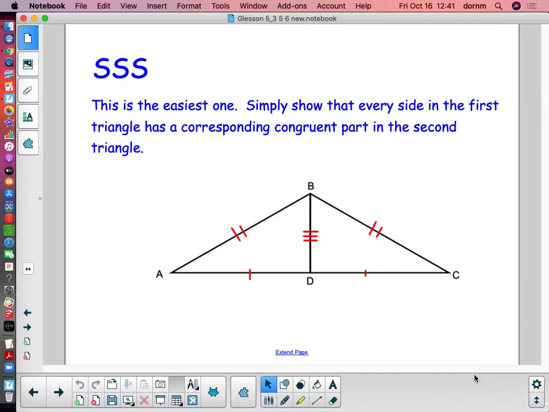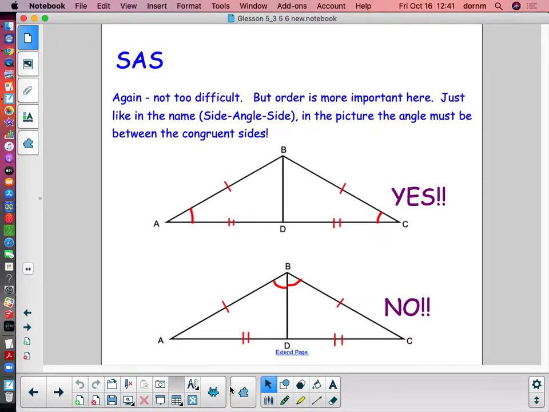So by side, side, side, that's one of our shortcuts. If I can just show that all three pairs of corresponding sides are congruent to another triangle's three sides, then yeah, those triangles have to be congruent. We don't have to know anything about the angles. Side angle side is not too difficult, but it's a little bit trickier because order starts to come into play. And for the rest of these, order is going to be important. With side, side, side, it really doesn't matter because it's all the sides.